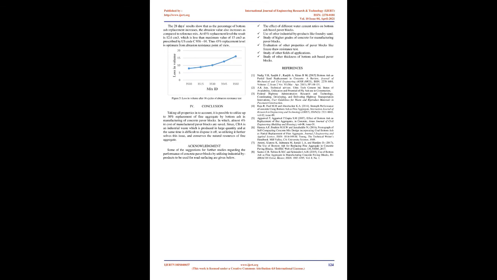Acknowledgement. Some of the suggestions for further studies regarding the performance of concrete paver blocks by utilizing industrial byproducts to be used for road surfacing are given below. The effect of different water-cement ratios on bottom ash-based paver blocks. Use of other industrial byproducts like foundry sand. Study of higher grades of concrete for manufacturing paver blocks. Evaluation of other properties of paver blocks like freeze-thaw resistance test. Study of other fields of applications. Study of other thickness of bottom ash-based paver blocks.